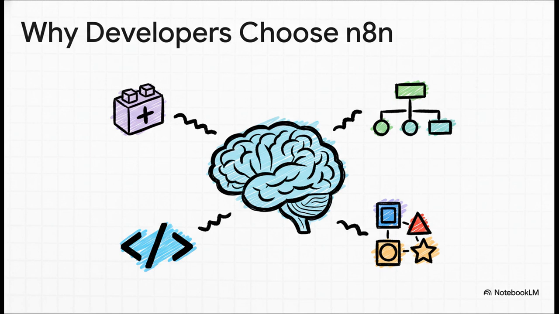So let's break down exactly why this is a developer's dream tool. First, you get a visual editor that can actually handle complex logic, things like branches and loops. You get over 300 deep API-first integrations. But here's the real magic. At any step, you can just drop in a code node and write raw JavaScript or Python. You could even build your own custom nodes in TypeScript. It's designed to be extended right at its core.